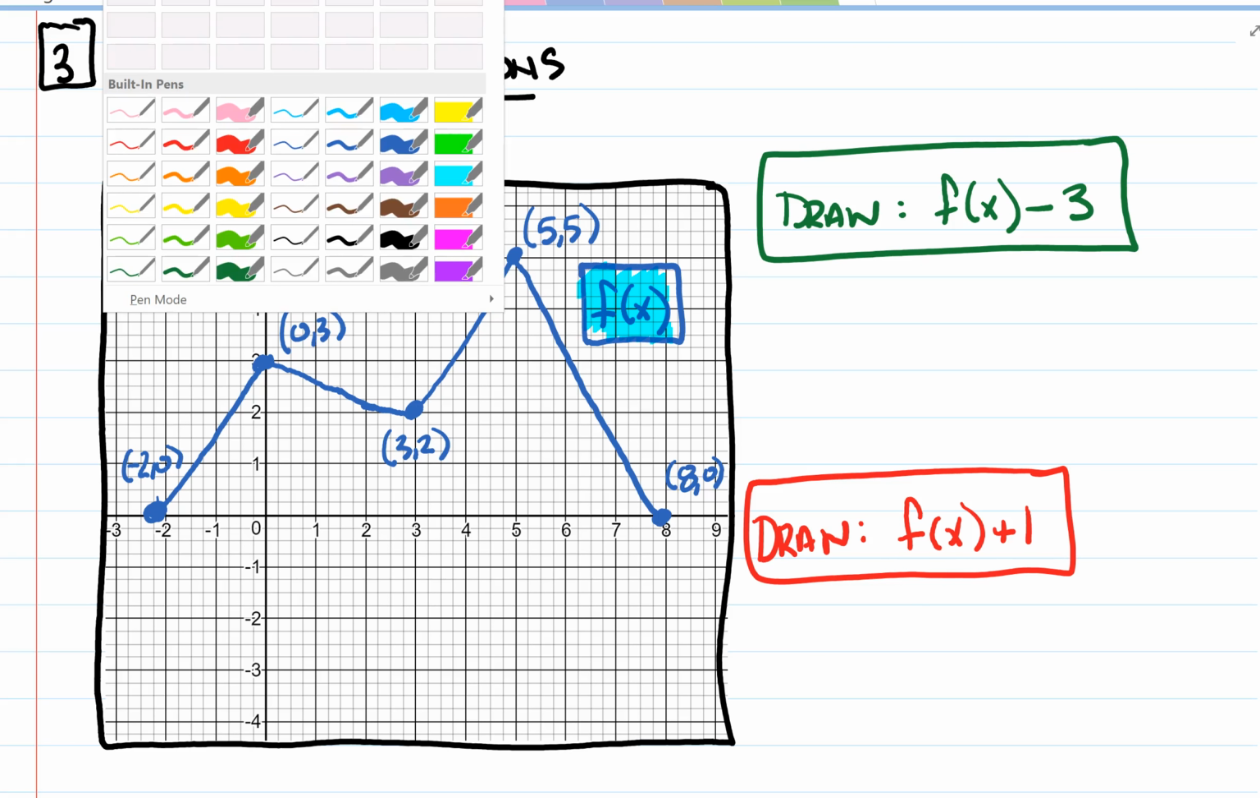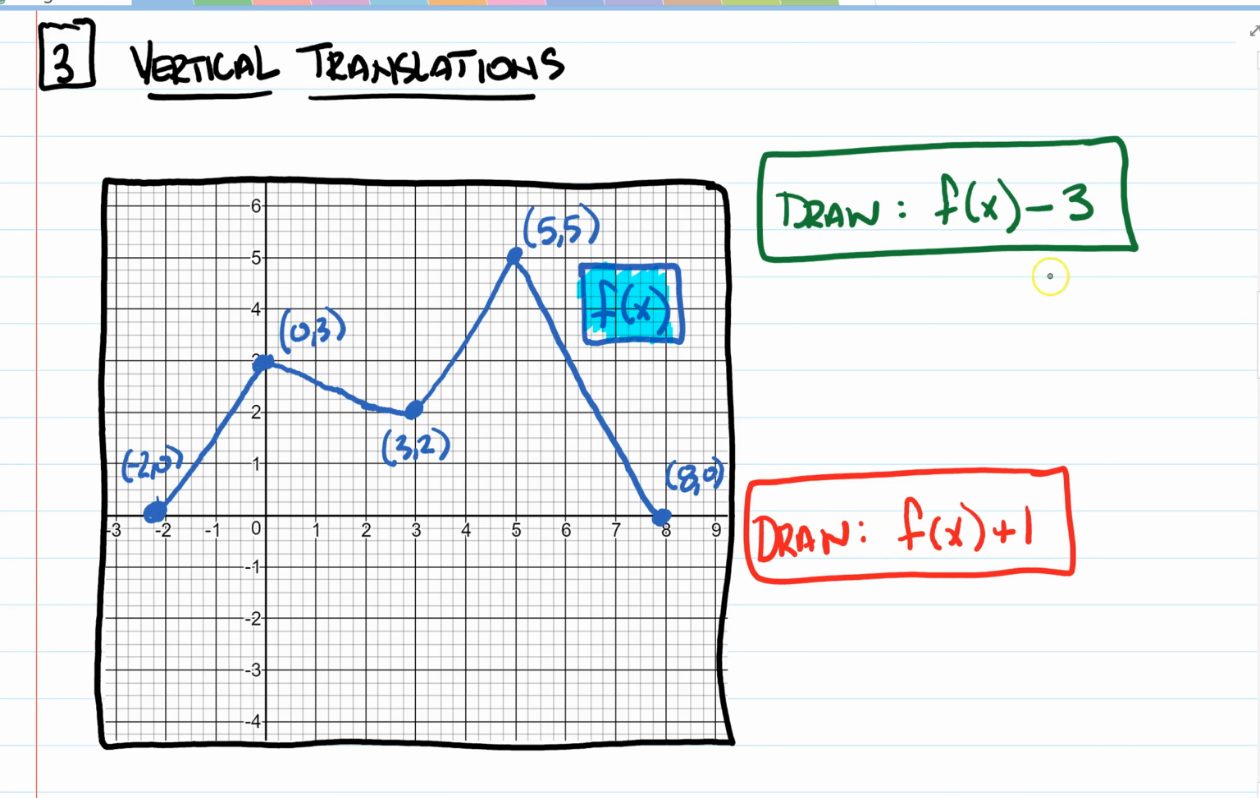So I'm going to use the green pen to draw f of x minus 3. Now, because I am taking a value on the end and it says minus 3, I'm going to move my entire graph down 3 units. So instead of this point being at -2, 0, I'm going to move it down 3 units. 1, 2, 3. So this point is going to end up being here. I have translated this point down 3 units.